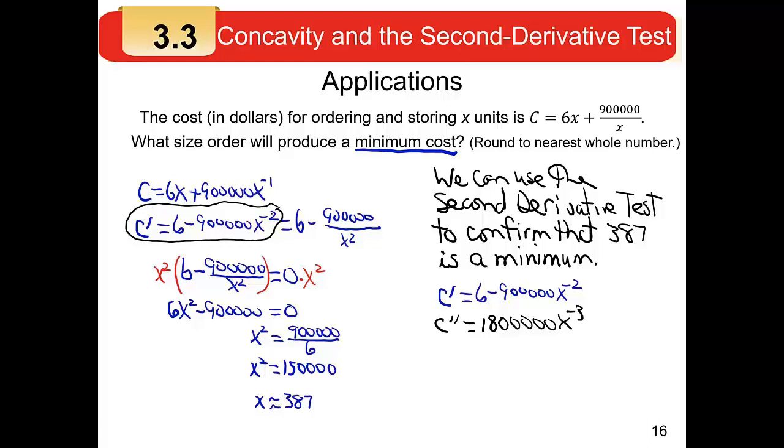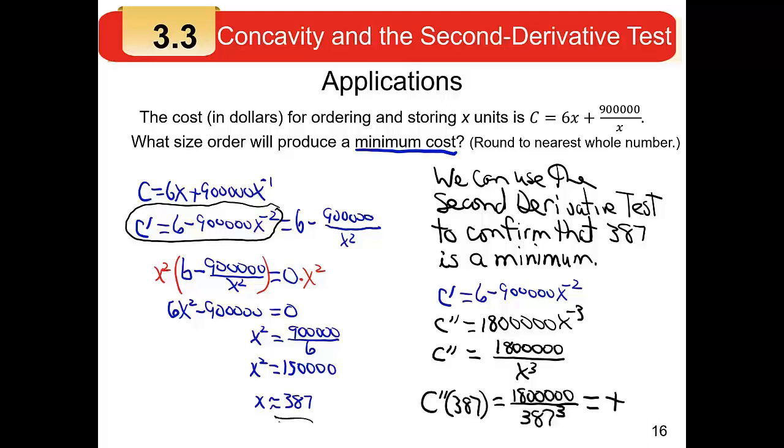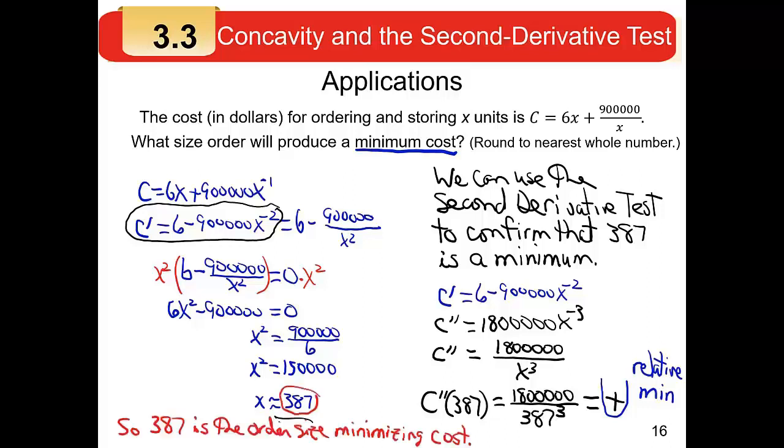If I take the second derivative of 6, I get 0, and then if I take the second derivative of the second term, I get a minus times a minus is plus, and then I take 1 away from the minus 2 and get minus 3. Then I can rewrite that with a negative 3, push it down and make it a positive x cubed in the denominator, and now I can evaluate it at 387. I don't really care what it is, I just need to know that it's positive, and if it's positive, that means it's a relative minimum because the concavity is up. So now I have verified that 387 is the order size at minimized cost.